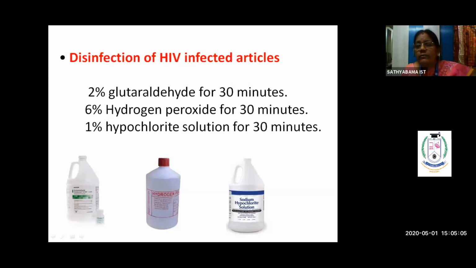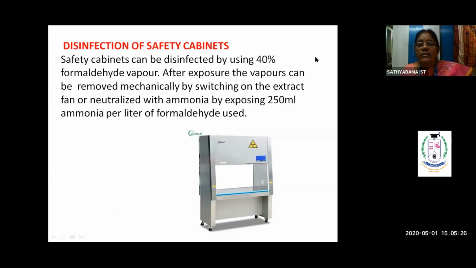You might want to know what disinfectants are used for HIV infected articles. 2% glutaraldehyde, 6% hydrogen peroxide, and 1% hypochlorite solution are used for disinfecting HIV infected articles. Disinfection of the safety cabinet: you would have seen this safety cabinet in the laboratory. If you are using a highly infectious material, it has to be handled inside the safety cabinet. This can be sterilized by switching on the UV light on the roof of the safety cabinet, or by the fumigation method using formaldehyde.